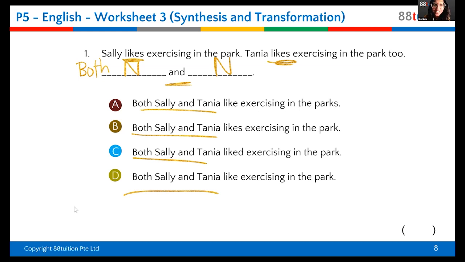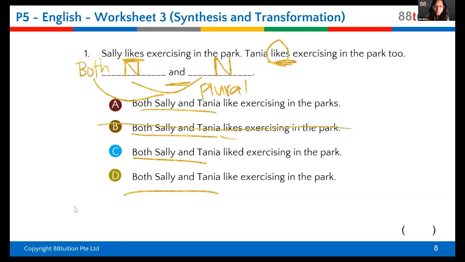Sally and Tanya are two people, right? So this is plural. Both is also plural. Which the answer is D. I don't want to know the answer. I want to know the verb tense. So the verb must be plural. So can you say likes? No. Because likes is for singular, one person, right? So it cannot be B because B says likes, right?